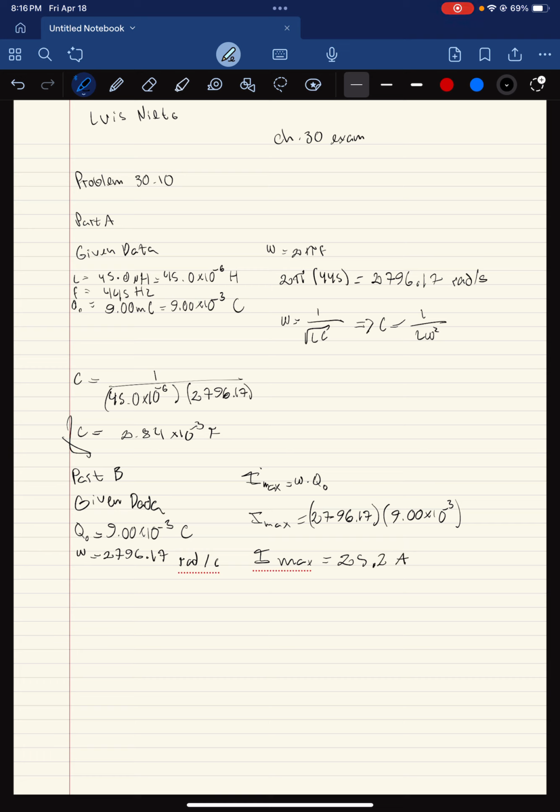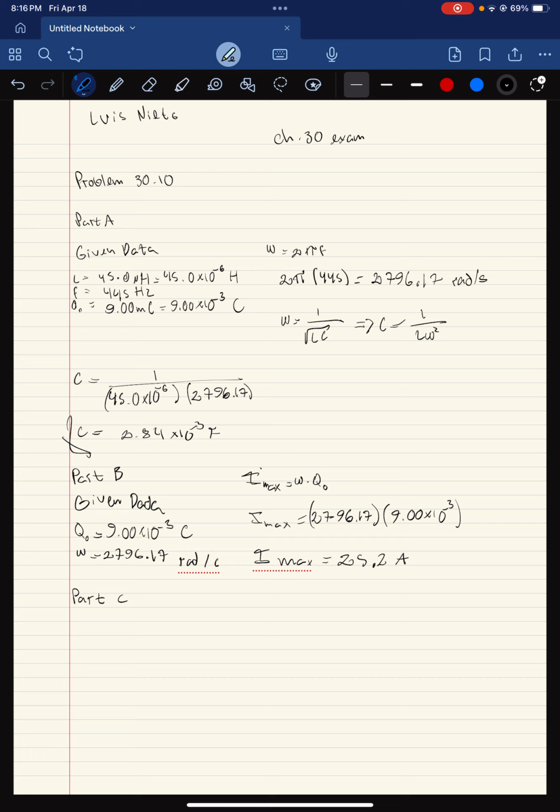Now we can go with part C. For part C, you construct an LC circuit that contains a 50 microhenries inductor and a 455 microfarads capacitor. At t equals 0, the capacitor has its maximum charge of 0.400 millicoulombs. Find the first time after t equals 0 when the capacitor charge is 0.